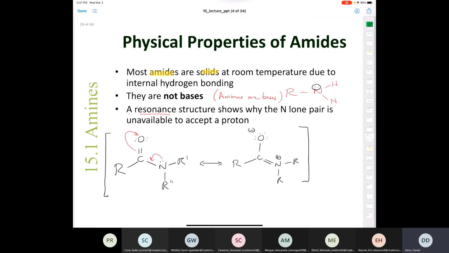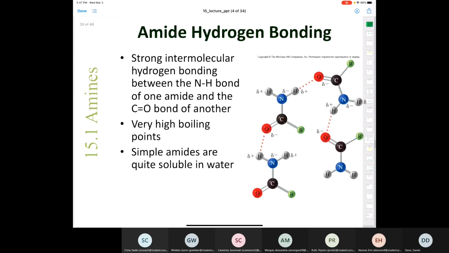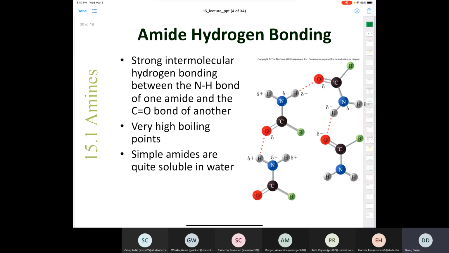Anyhow, again, all you really need to know for this class is that amides are not bases, and it's because the lone pair on the nitrogen is participating in what we call resonance, which renders it unable to accept a proton. All right, let's talk about the hydrogen bonding in amides.